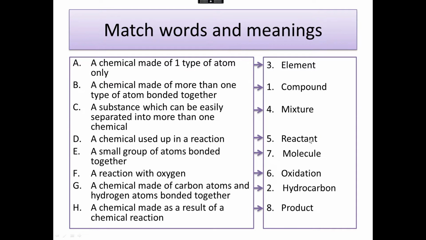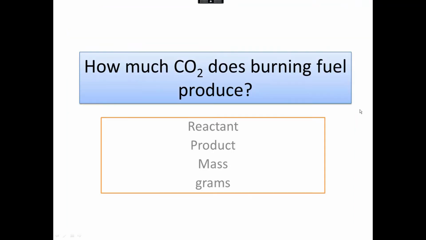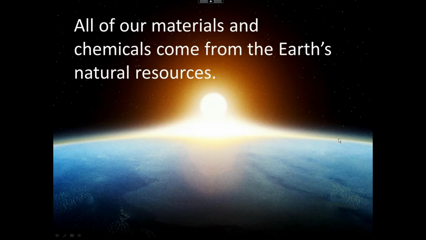We will be referring to the words reactant and product quite a few times in today's lesson as we get going with lesson 10. How much carbon dioxide does burning fuel produce? Now, last lesson we learnt that burning hydrocarbons like petrol and diesel and methane put CO2 into the atmosphere, which causes global warming and climate change. But how much CO2 gets produced is the question we're going to answer today.